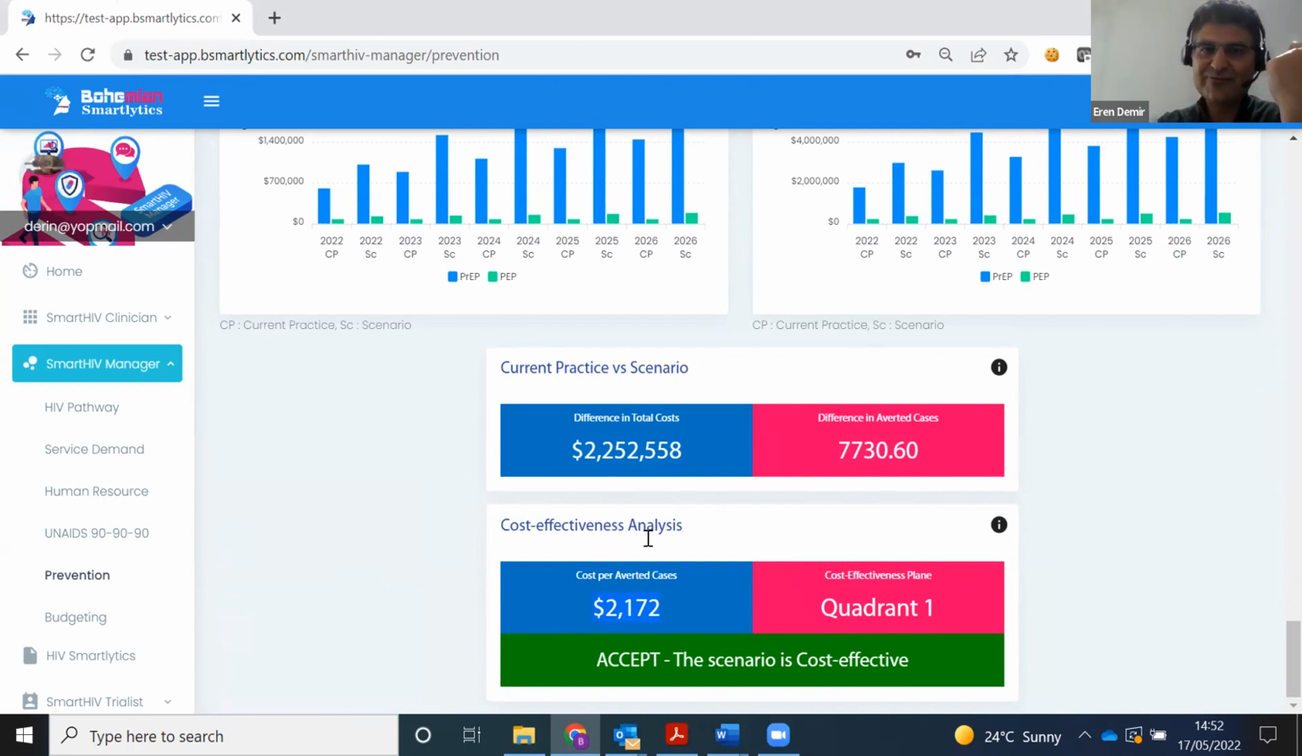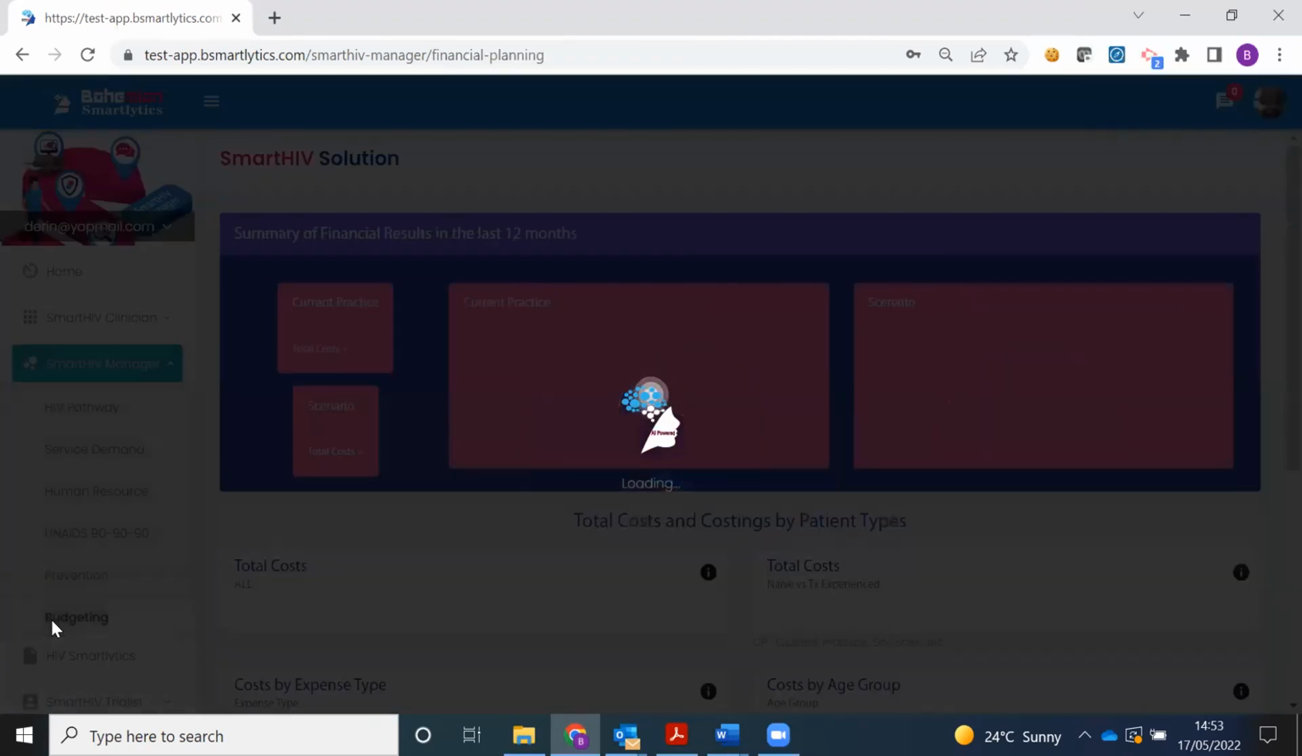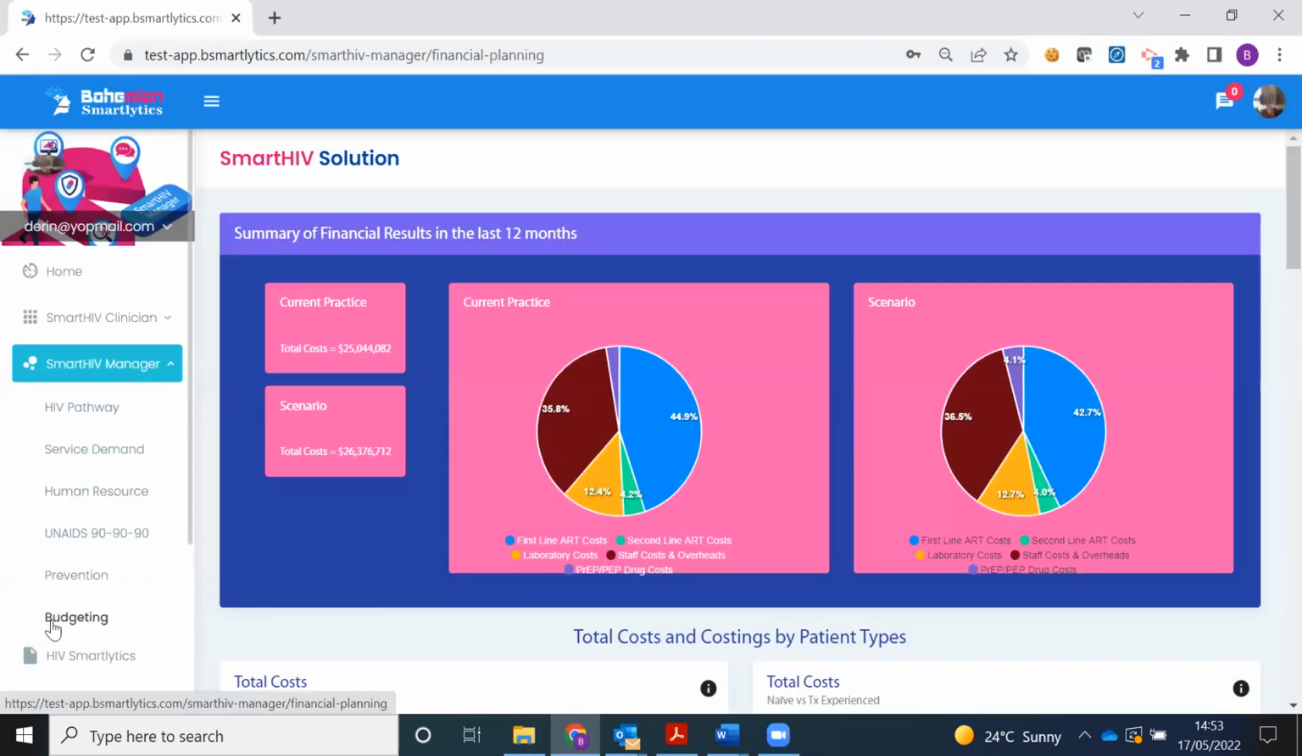So there's a health economic analysis going on here to help with your analysis and decision making. There's lots of outputs around budgeting. I'm just thinking in this case, we're mainly focusing on PrEP. What if we want to also include other parameters like VMMC, for example? Can we do that analysis?